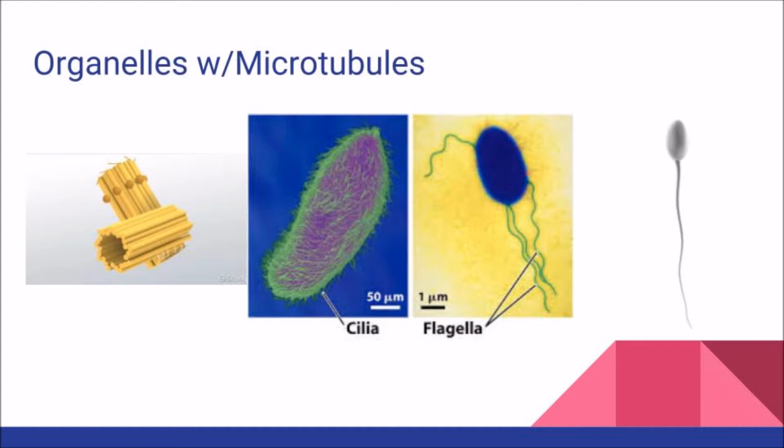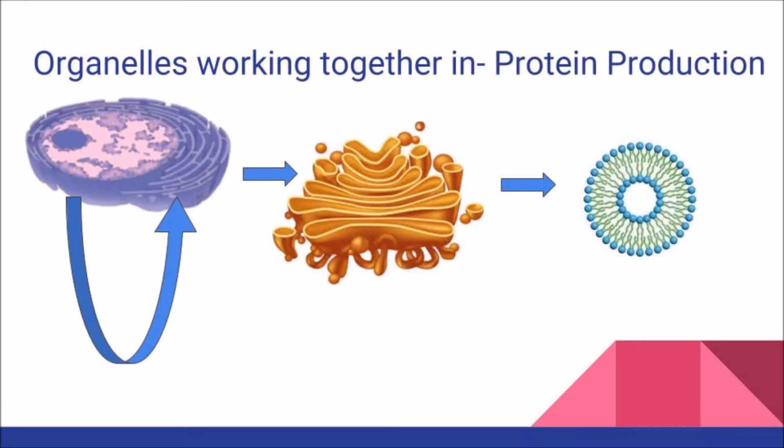Many organelles are involved in protein production. Proteins are made on the ribosomes, which are located on the rough endoplasmic reticulum on the outside of the nucleus.